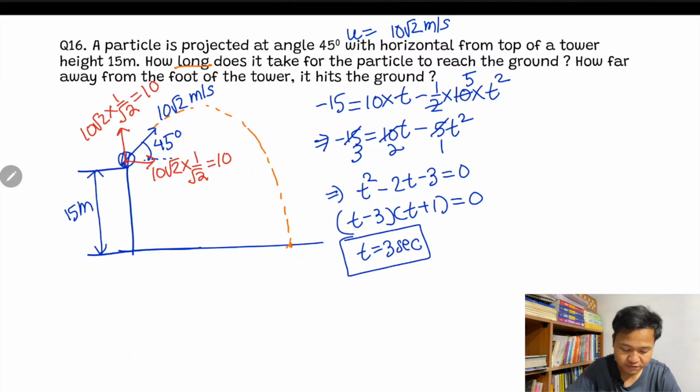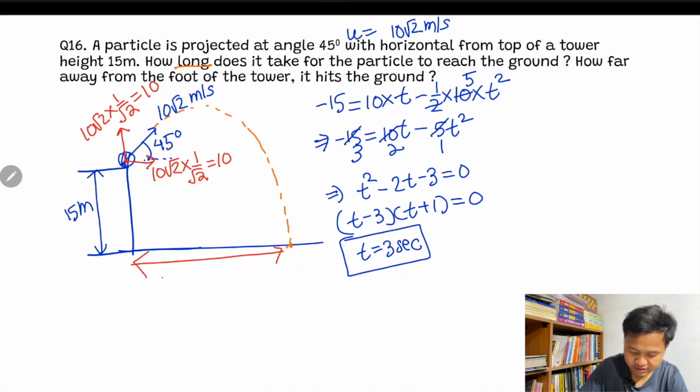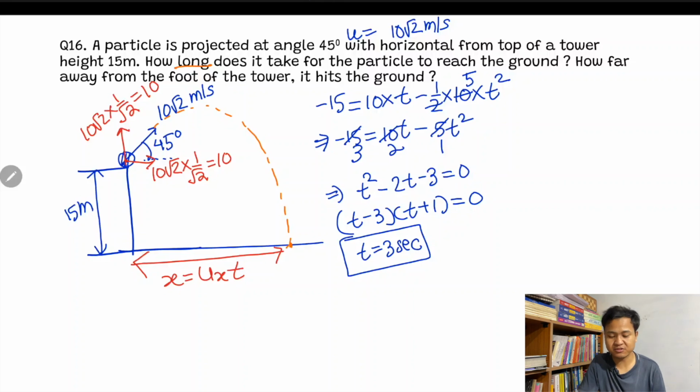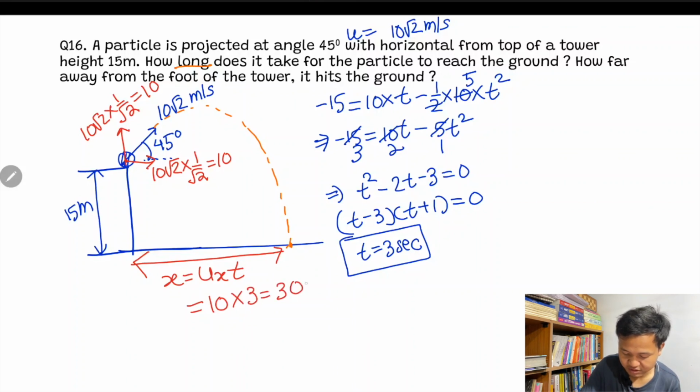Next part of the question. How far from the foot of the tower will it hit the ground? Same thing along the x. What is the formula? u_x into t, always, because you don't have any acceleration. So u_x is 10, time is 3 seconds, therefore this is 30.